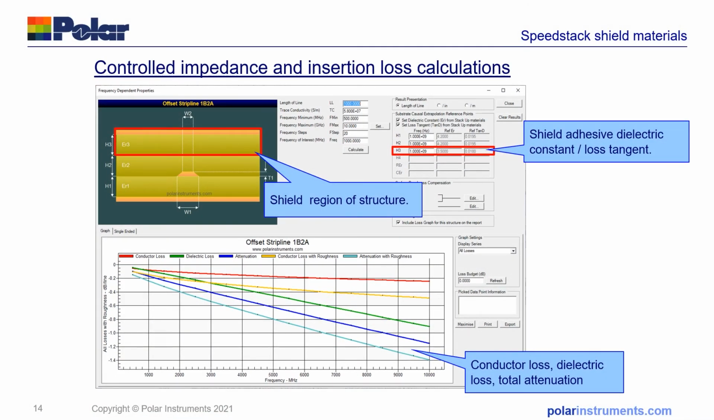You can see here more detailed controlled impedance calculation and insertion loss calculation, and highlighted in red on the left hand side the shield region of structure. That's bringing in the material data from the shield material database, and then the field solver is calculating both the impedance and the insertion loss in this situation.